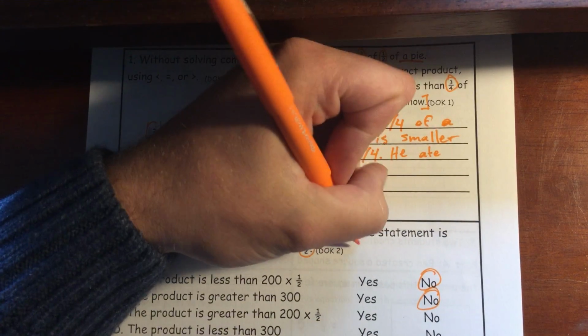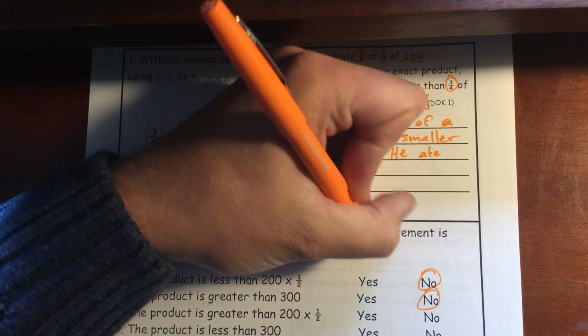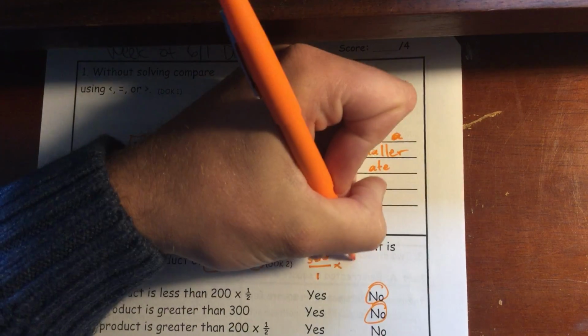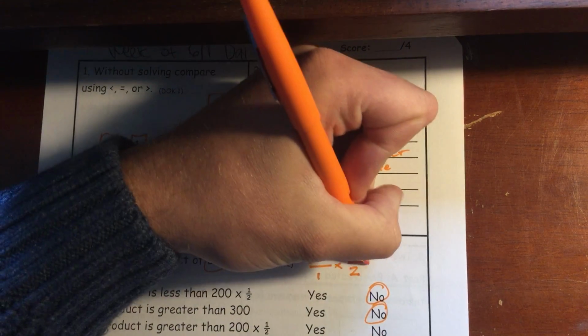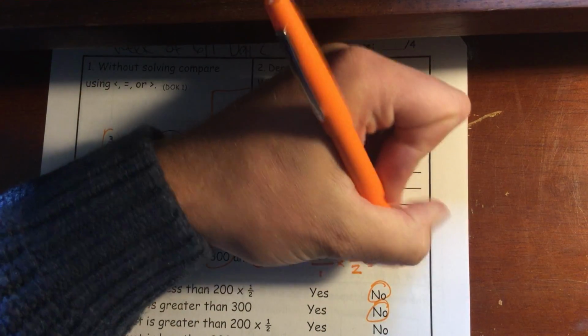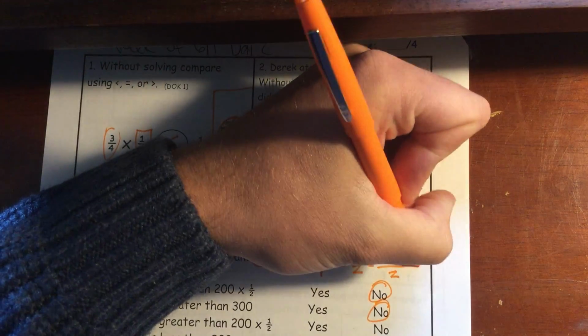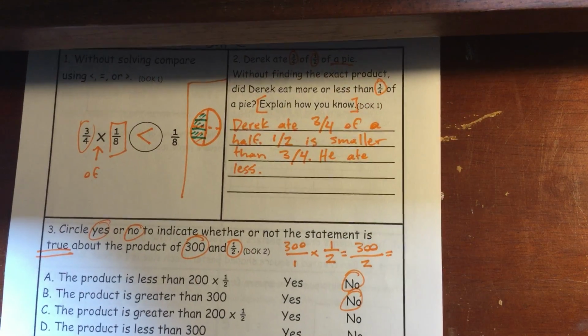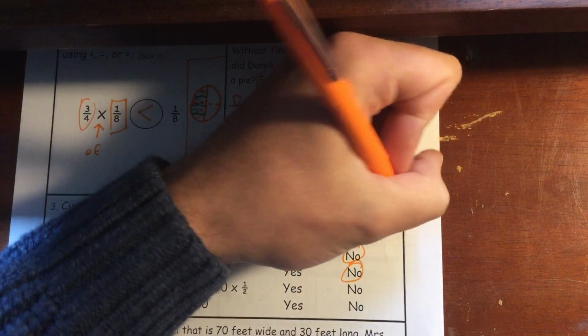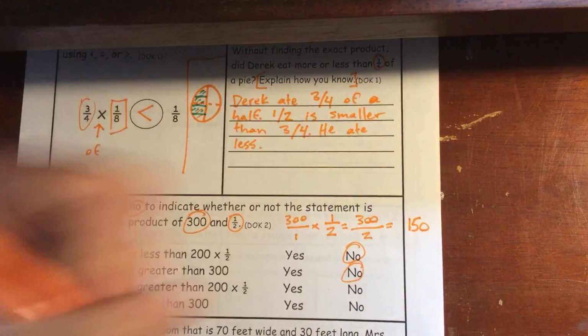So first of all, I'm going to think about 300 wholes, so 300 over 1, times 1/2. I know that 300 times 1 gives me 300, 1 times 2 gives me 2, and that's 300 halves. And so now I'm just going to use my knowledge of my multiples of 10 to figure this out. So how many times does 2 go into 300? Or we can also think about it as 300 divided by 2. And I know that 300 divided by 2 is 150.